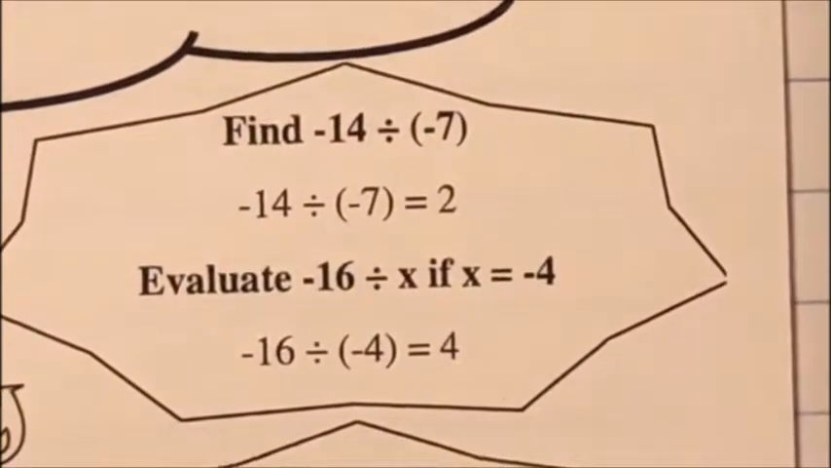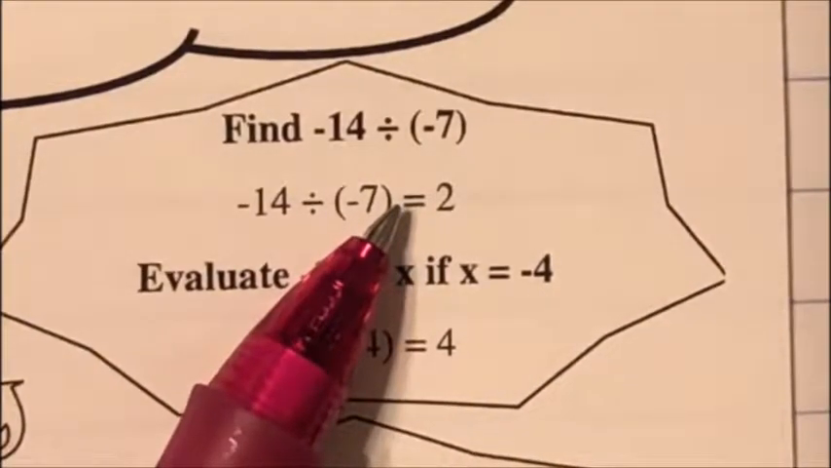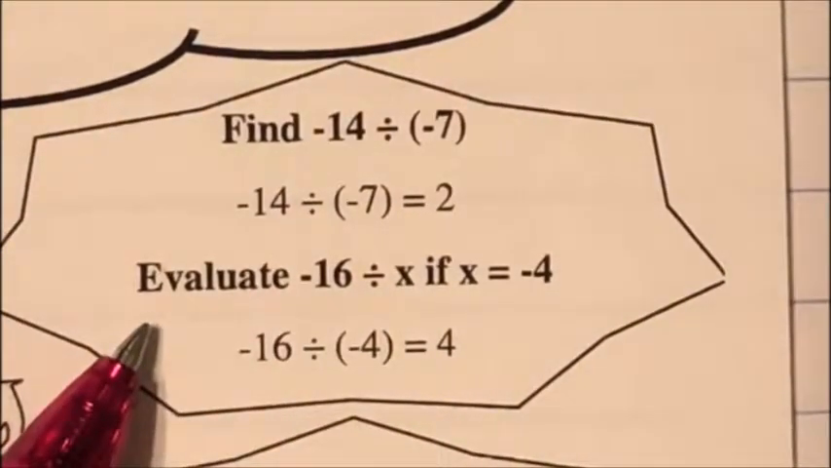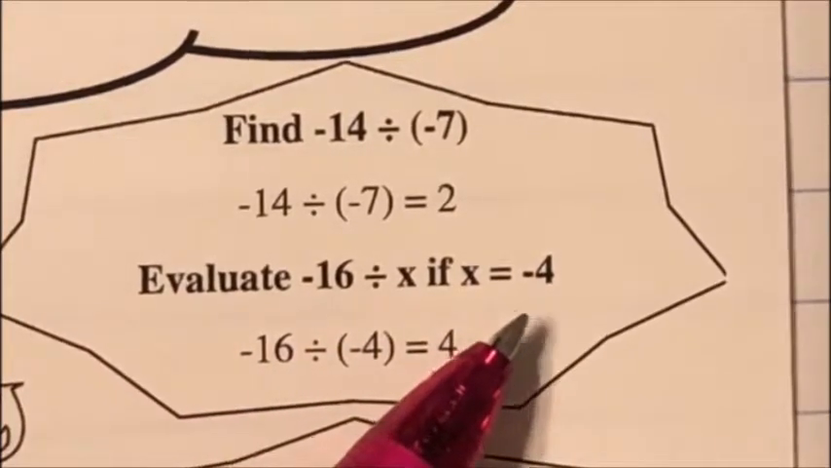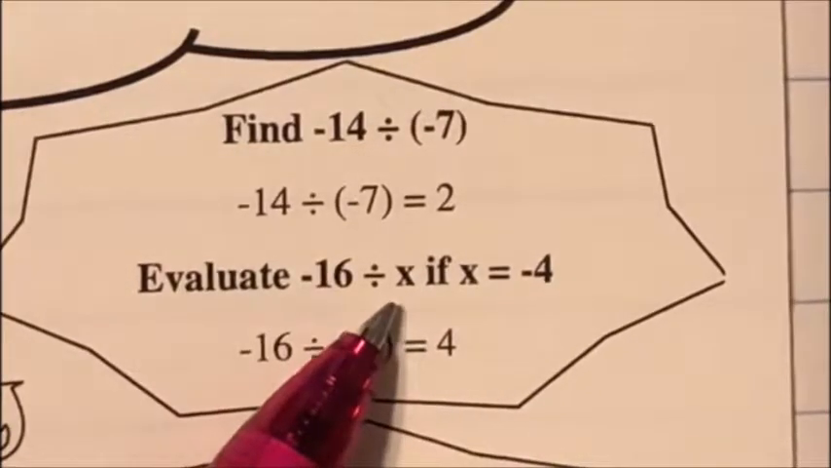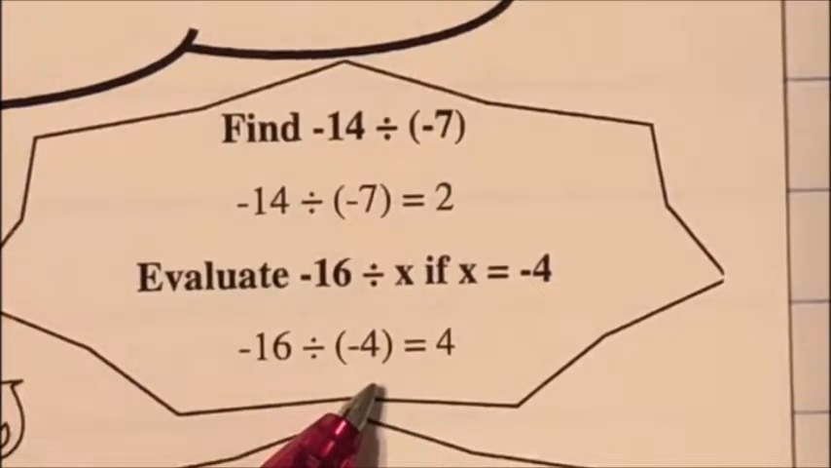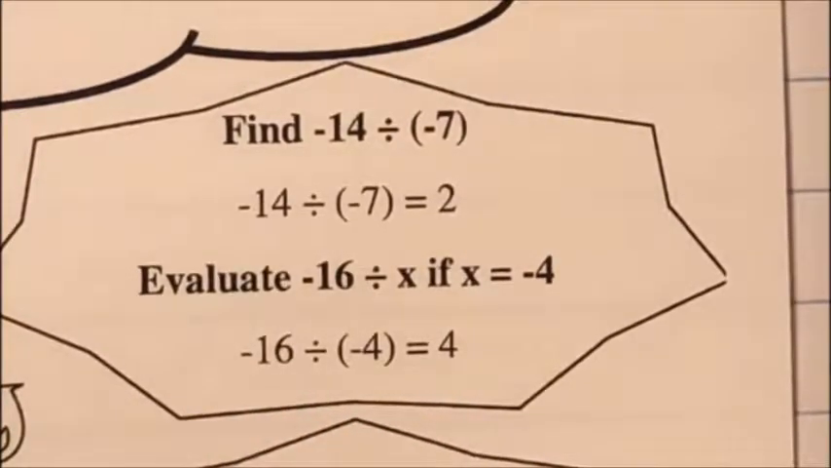I have negative 14 divided by negative 7. They're the same sign, so my answer is going to be positive. 14 divided by 7 gives me 2. Then I have evaluate negative 16 divided by x if x equals negative 4. I can plug negative 4 in for x, which gives me negative 16 divided by negative 4. Same sign, so when I divide, I get a positive number. 16 divided by 4 gives me a positive 4.